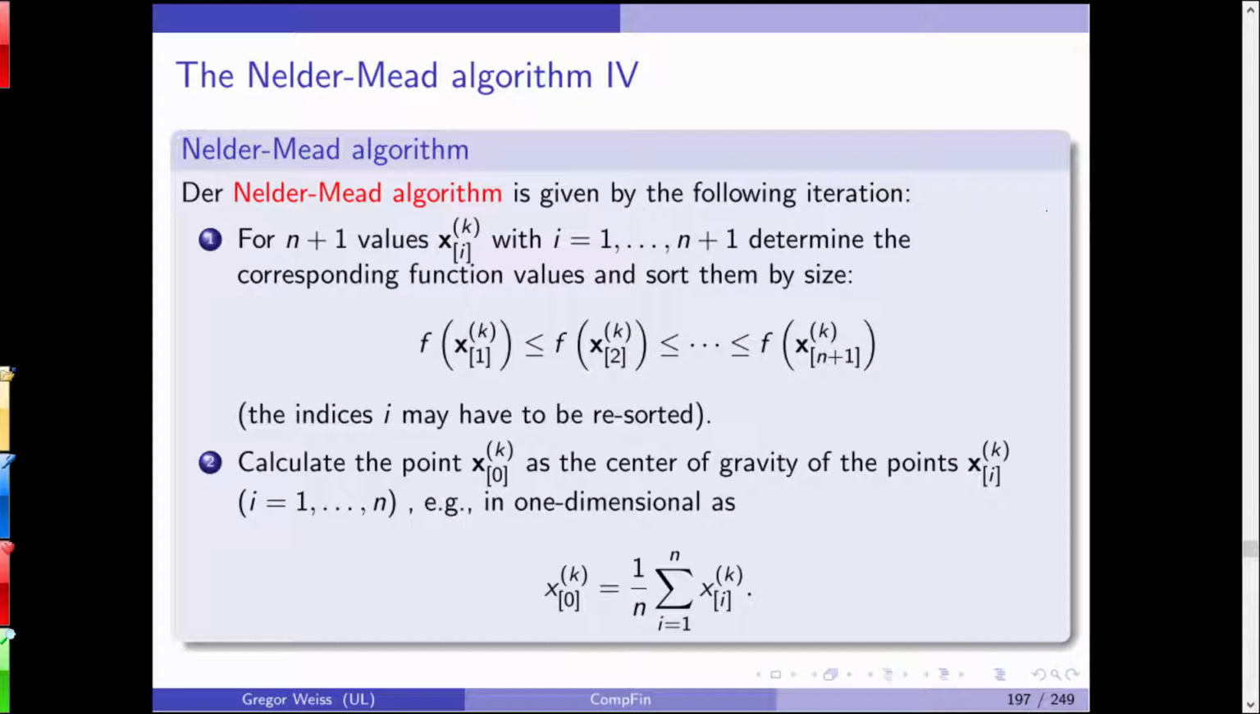So you have f at x index 1, f at x index 2, and please remember that this means the index in brackets. It means that actually this has already been sorted. So this is not the smallest x value, but it is the x value for which we have the smallest function value. No? So x1 is the best solution in the kth step, and xn+1 is the worst solution in the kth step. Then you have to calculate the point x0 as the center of gravity of the remaining points, so of the points xi from 1 to n. That means we exclude this one, and we calculate the point of gravity, which simply in this case is the average. Yeah? So this is x0.